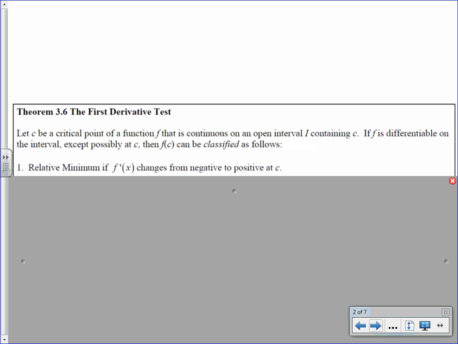If our derivative changes from negative to positive, that means our function changes from decreasing to increasing. We have a relative minimum. This is the first derivative test. So you identified that if we go from decreasing to increasing, there's a relative minimum there. Let's think about that in terms of the first derivative. If our first derivative switches from negative to positive, that means our function is going from decreasing to increasing. We have a relative minimum.